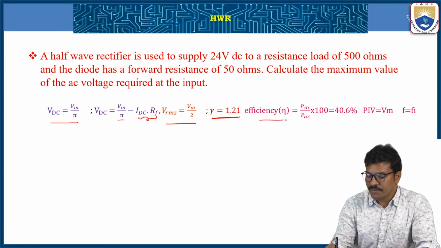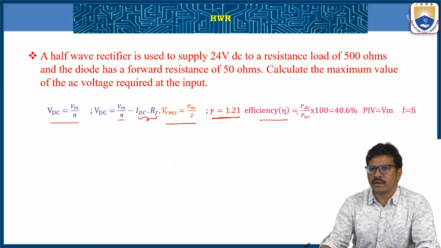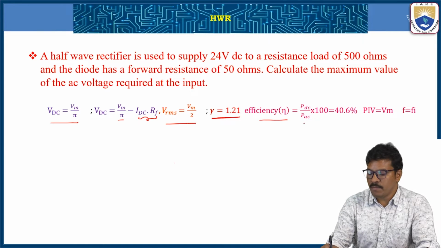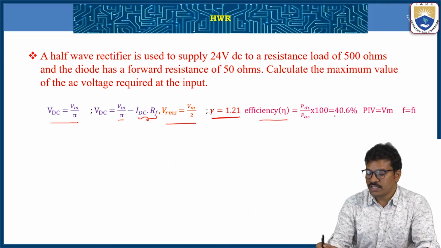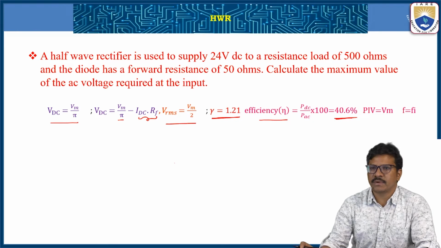And efficiency is nothing but the DC power delivered by the rectifier divided by the AC input power given to that rectifier. Here, if it is a half-wave rectifier, PDC by PAC, where PDC is derived from VDC square by RL, and PAC is derived from VRMS square by RL. Then we substitute into this efficiency, and we will get 40.6%.